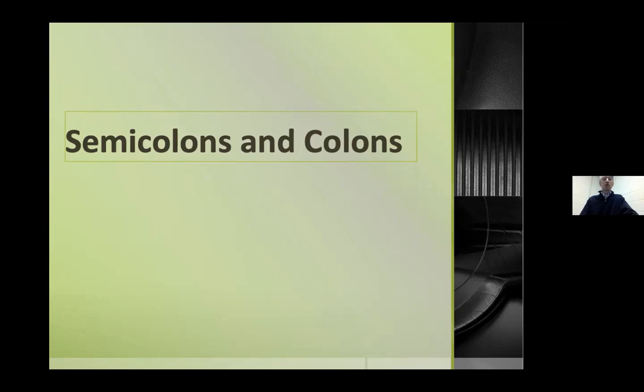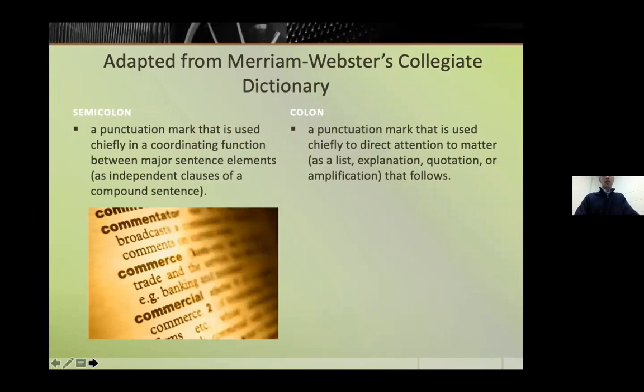And the same thing with the colon. They're nice tools to have in your toolbox as a writer to be able to connect with your reader and express ideas. So a semicolon, what is it? A punctuation mark that's used chiefly in a coordinating function between major sentence elements. Whereas a colon is used usually to direct attention to matter that follows. And we'll see what that means when we look at the example.